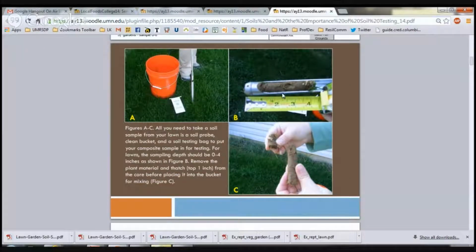For turf, you're usually taking 0 to 3 or 0 to 4 inches. The soil testing website for the main campus shows 0 to 3, but what you'll notice right here at the top of this sample is grass and thatch. And you'll see here that I'm removing that. So that's why I go ahead and take 4 inches down, because you want to remove that thatch and the grass on the top of that sample.